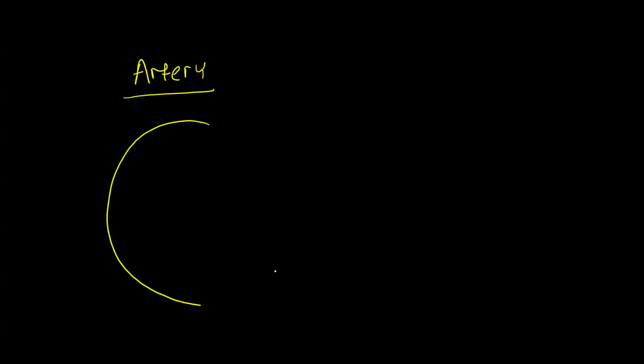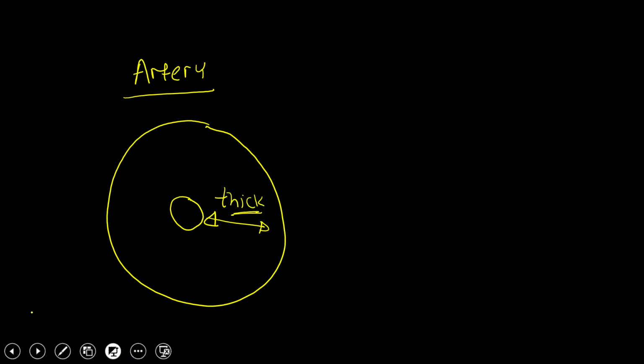I will draw 2 circles, one big circle and a smaller central circle. All this is the artery walls that are very thick to withstand high pressure, high resistance, high force, and the lumen is narrow or wide? This lumen, narrow or wide? Narrow. Narrow, again, to maintain the pressure, etc., etc.